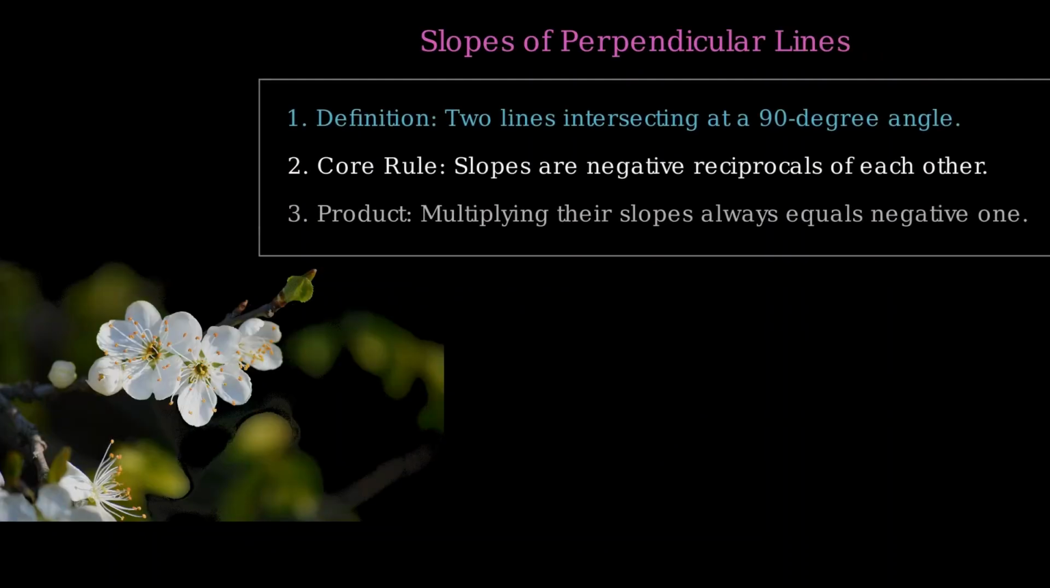Two lines are perpendicular if they intersect at a perfect 90-degree right angle. Algebraically, their slopes have a very unique relationship. The slope of one line is the negative reciprocal of the slope of the other. Let's break down what this means mathematically.